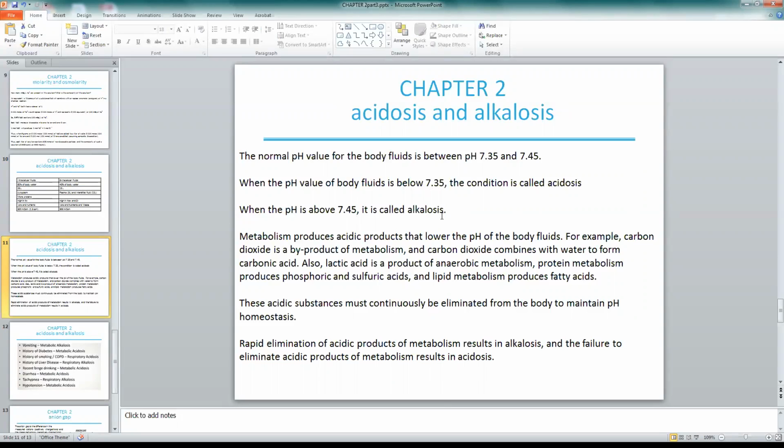These acidic substances have to be eliminated from the body in order to maintain pH homeostasis. If I have rapid elimination of acidic products from my metabolism, though, that can result in alkalosis. And the failure to eliminate acidic products of metabolism would be what results in acidosis. And so those are two hallmarks that someone who is treating a patient would be looking for in terms of having a diagnosis and understanding what's going on in the physiology of that individual.